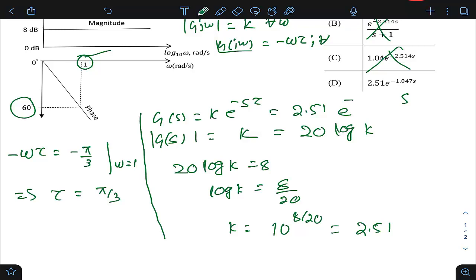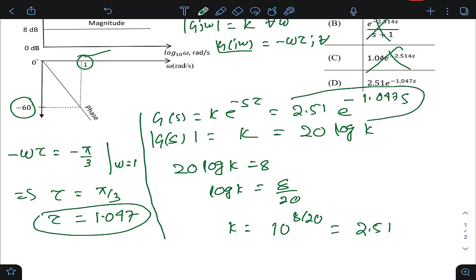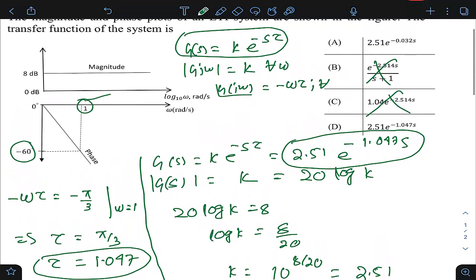Pi by 3 is coming as 1.047. So tau is equal to 1.047, because the total phase is minus omega tau and this total phase is minus pi by 3 at the particular frequency omega equals 1. So if you substitute tau equals 1.047, the transfer function is 2.51 into e raised to power minus 1.04s, which is given in option D. So A is also false.